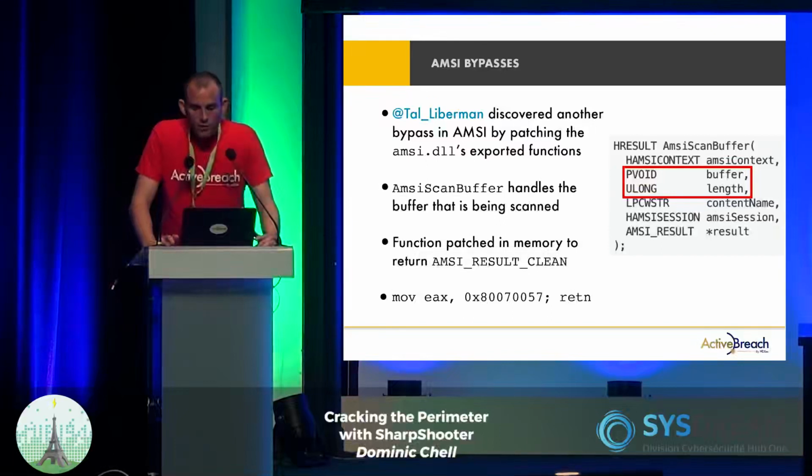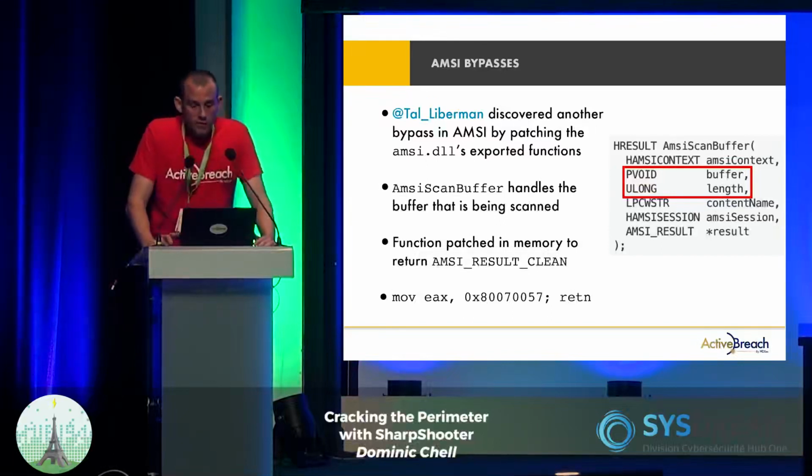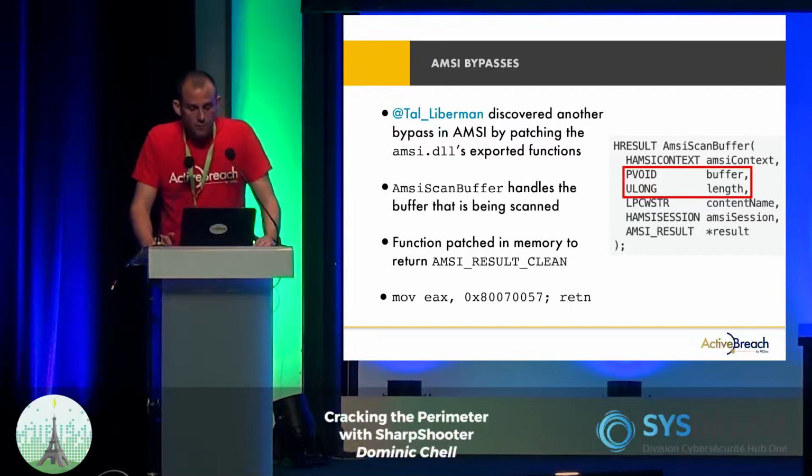Probably one of the most well-known AMSI bypasses is the AmsiScanBuffer patch. This one again was discovered by Tal Liberman. Because the AMSI DLL is loaded into a process that you've already got code execution in, the bypass works simply by finding and patching the AmsiScanBuffer function. This is the function that's responsible for processing and scanning the buffer. Basically you would patch it to return AMSI_RESULT_CLEAN, which means that AMSI will never actually detect anything malicious.